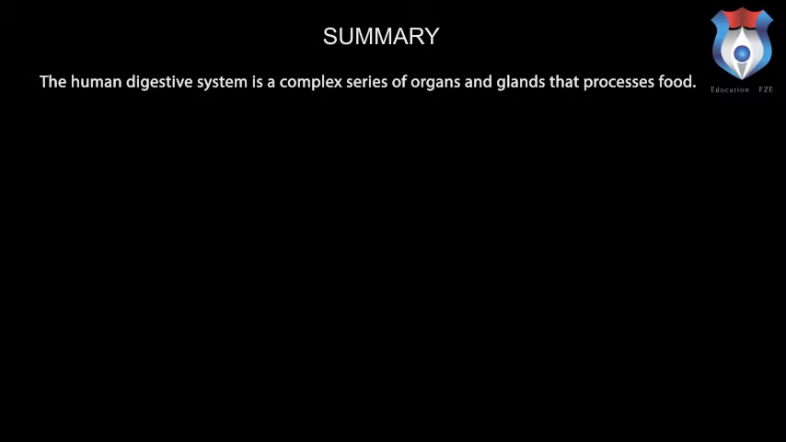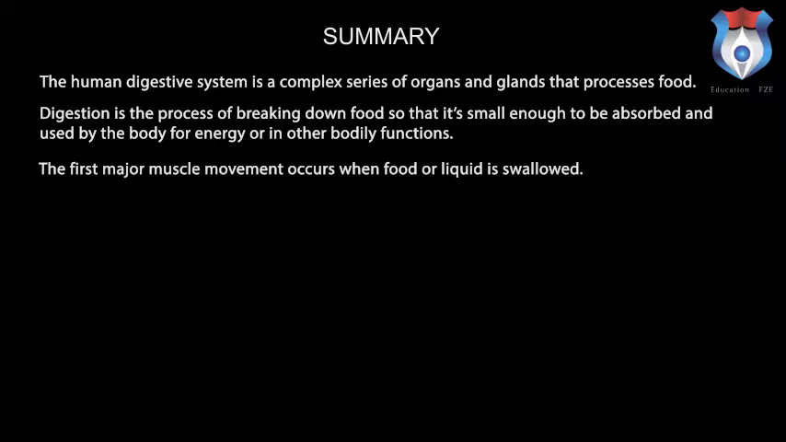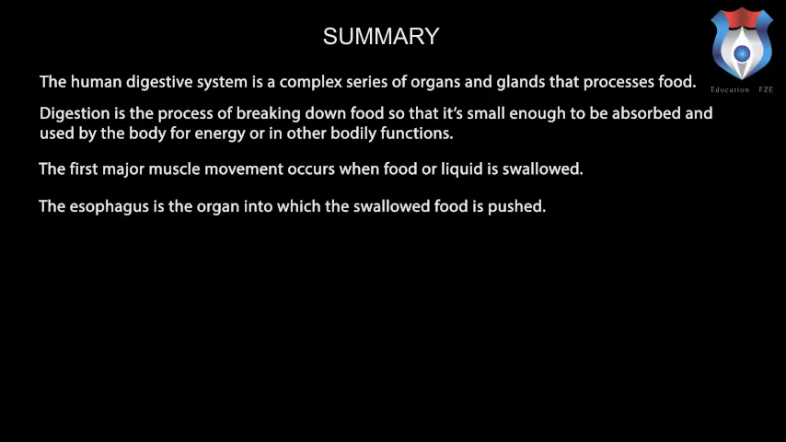Now in the end, let us summarize what we have learned in this lecture. The human digestive system is a complex series of organs and glands that processes food. Digestion is a process of breaking down food so that it's small enough to be absorbed and used by the body for energy or in other bodily functions. The first major muscle movement occurs when food or liquid is swallowed. The esophagus is the organ into which the swallowed food is pushed.